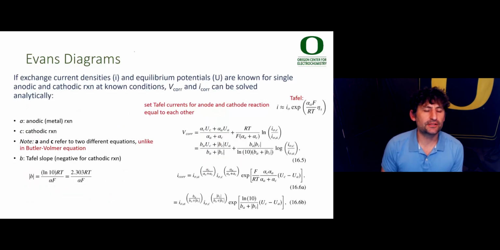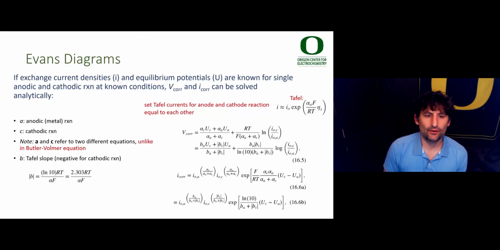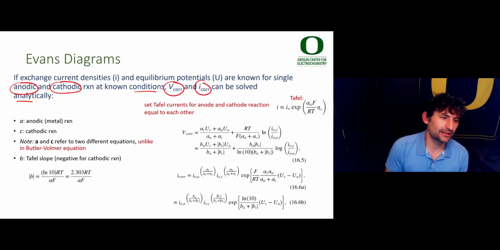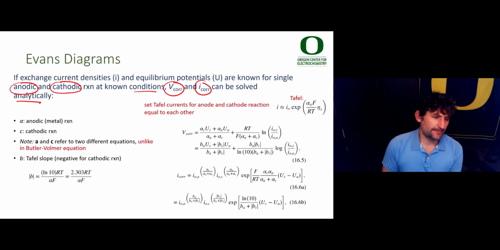So let's go through this mathematically. If the exchange current densities and the equilibrium potentials are known for an anodic and a cathodic reaction under known conditions, you can actually solve for V corr and I corr analytically. And this is something you should be able to do, for example, for the exam.